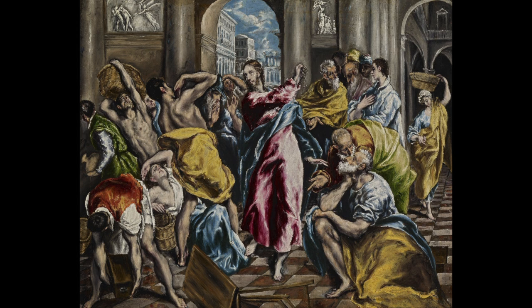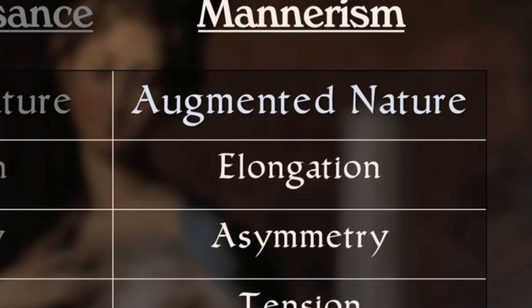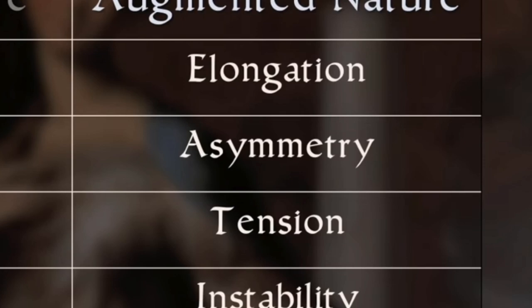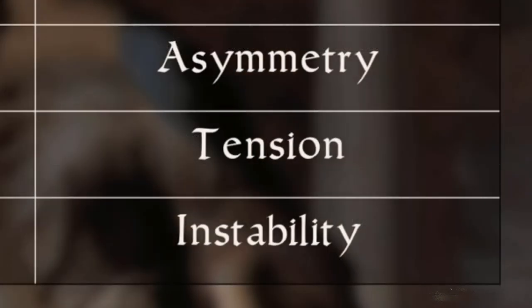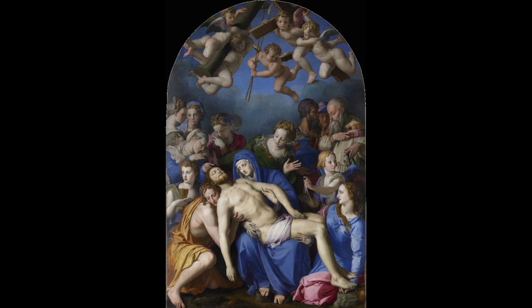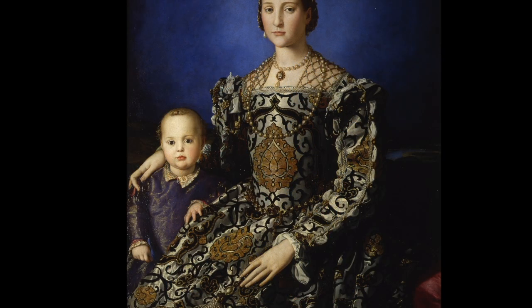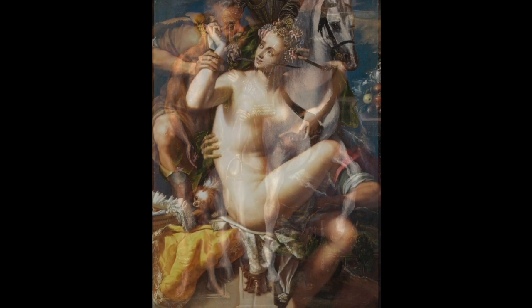Mannerist artists weren't interested in replicating nature, but in augmenting nature. Elongating form was important for expression. Artists didn't seek perfect symmetry like with Renaissance art, but strove for asymmetry. There was a sense of tension and strength in the compositions, and a sense of vibrant instability was sought rather than stability. Artists began to use elaborate compositions, elaborate clothes, unrealistic proportions, and highly stylized poses.